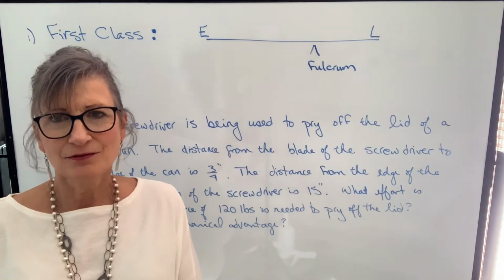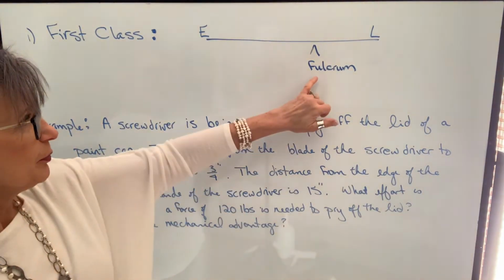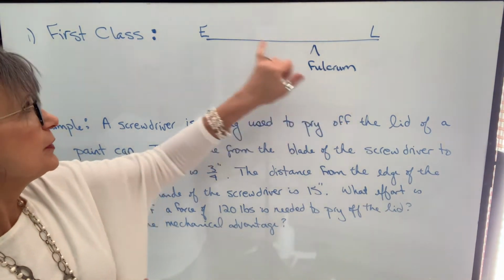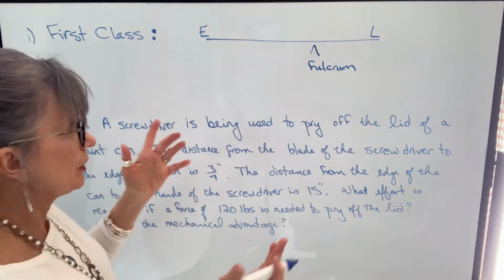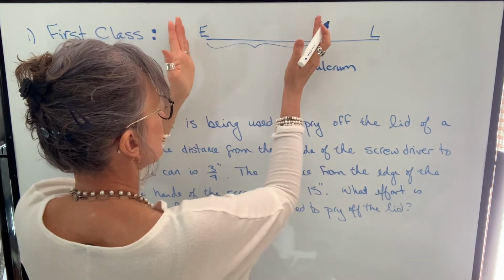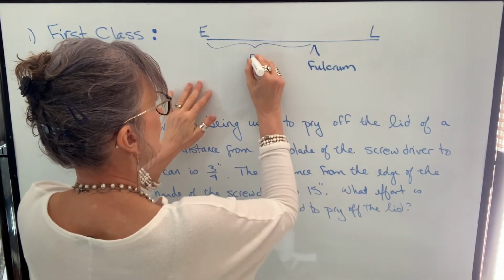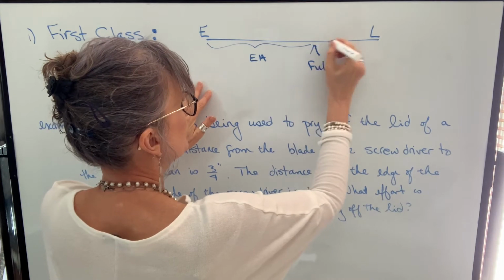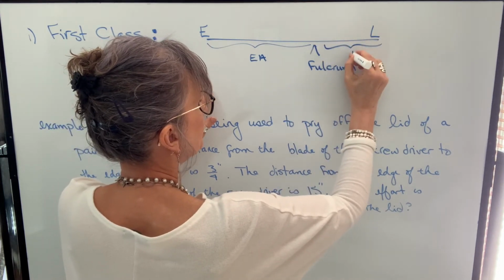A first class lever is one in which the pivot point or the fulcrum is in between the effort and the load. We talked about the teeter-totter. We know that the distance from the effort to the fulcrum is called effort arm. The distance from the fulcrum to the load is called load arm.